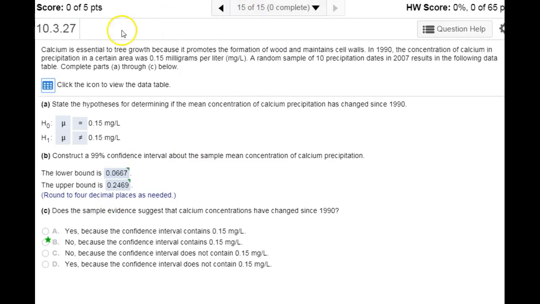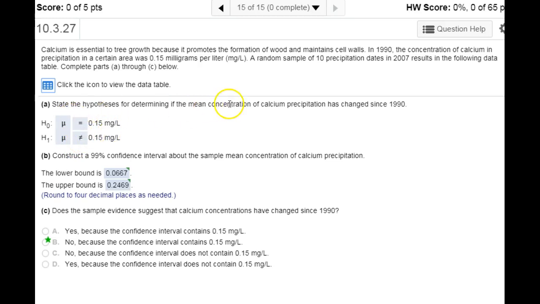For problem 15, this problem is about calcium and tree growth, basically seeing if the level of this natural occurrence has changed over time. So in 1990, we knew the concentration of calcium in the precipitation was at a certain level. And then we're going to gather data later in time and just see if it's changed at all. So our null hypothesis is that level we had back in 1990. And then we're just looking to see if it's changed one way or the other. So our alternative is not equals to, whether it's gone up or down.